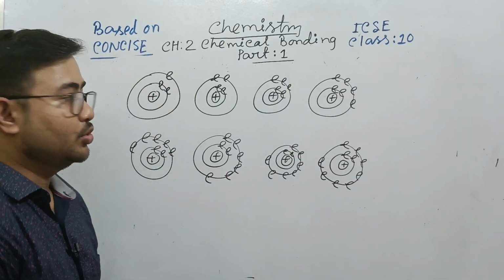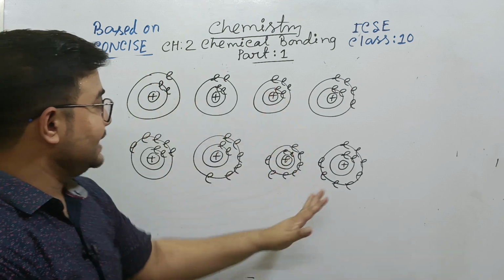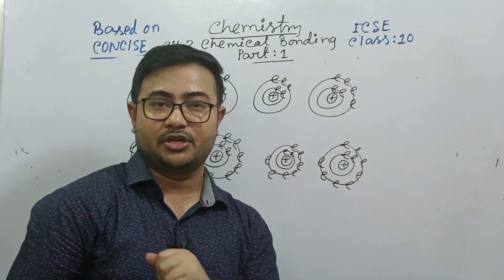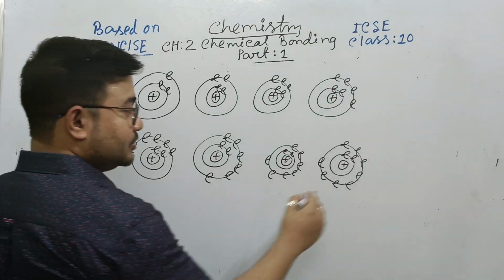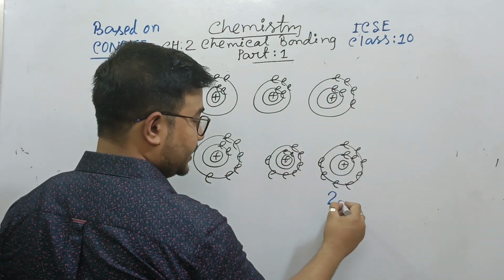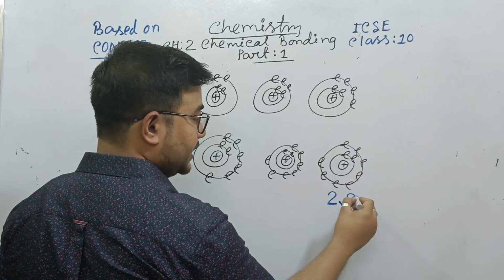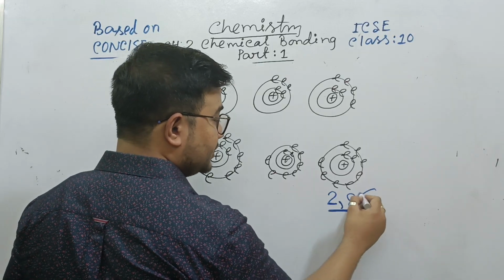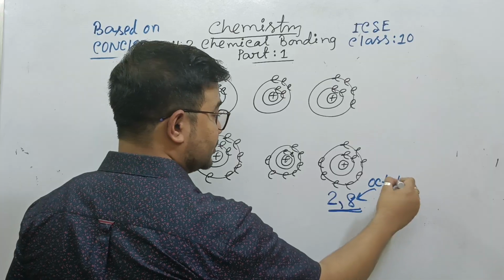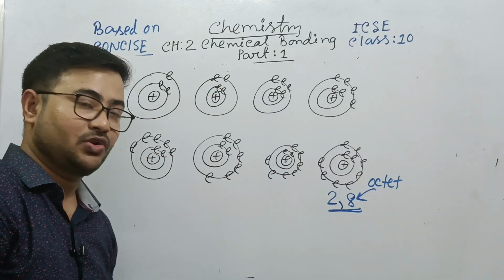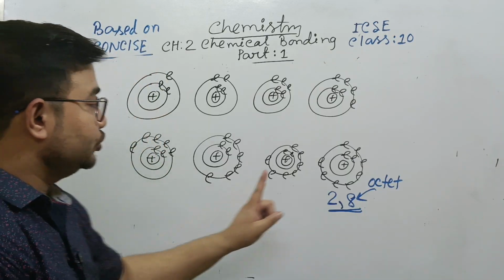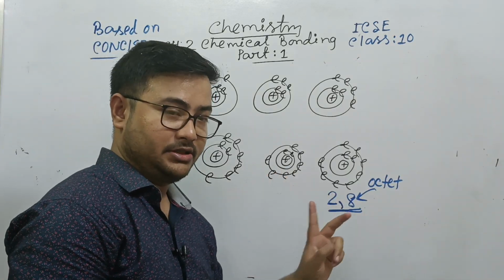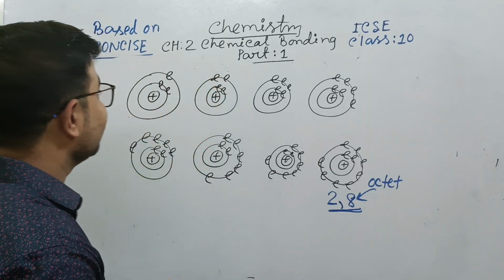Now look at the board and tell me, among these 8 atoms, which one is highly stable? Obviously this one. Why? The first shell contains 2 electrons and the second shell contains 8 electrons. So 8 means what? Octet. So this one is already stable. Okay, now give focus. 2 or 8 means stable.